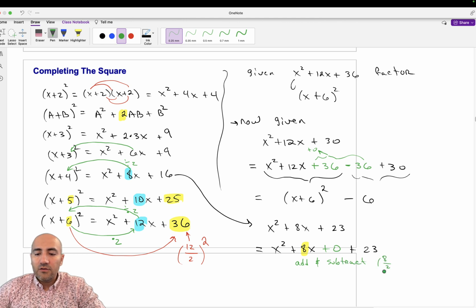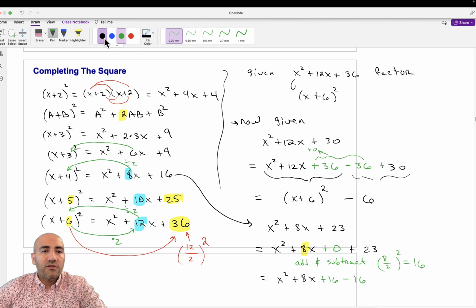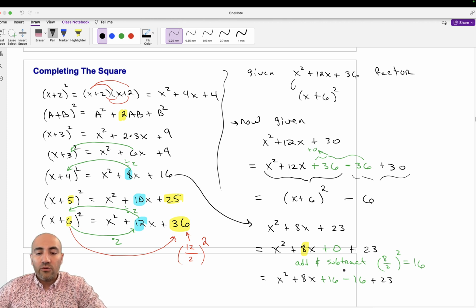8 divided by 2 squared, which is going to be 16. Good. So now we take this, and this gives us x squared plus 8x plus 16. Oh, let me put it in green. This becomes plus 16 minus 16 plus 23, right? Again, this plus 16 minus 16 is really just a 0. It doesn't change the equation.